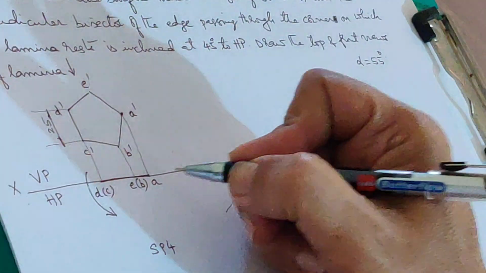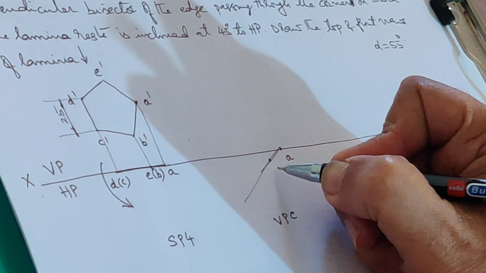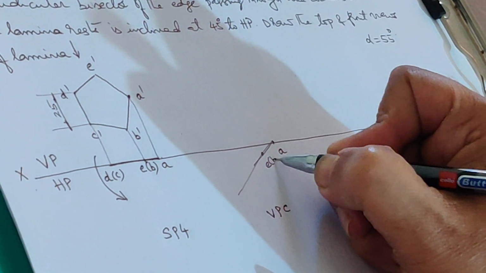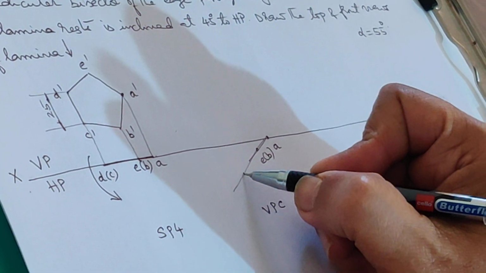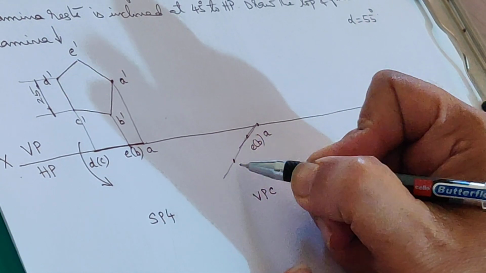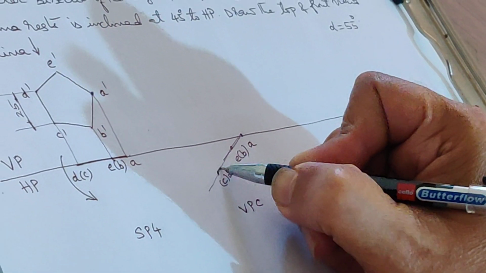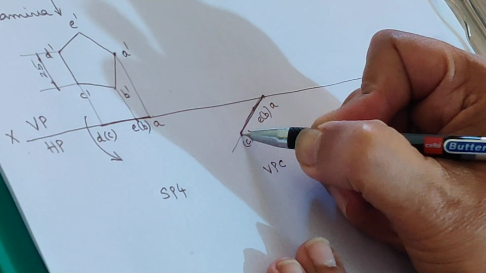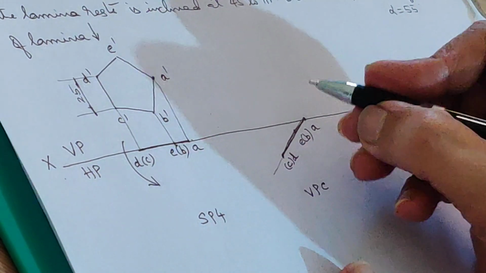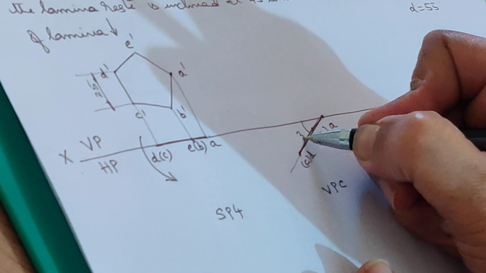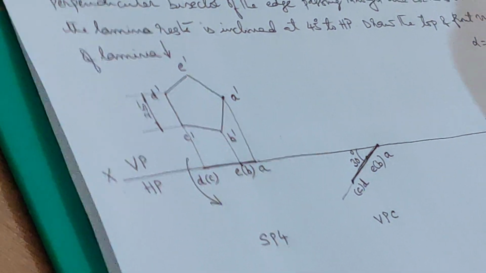I start with A, and from A mark the point BE, and then measure this distance and mark the point CD. So C in brackets, D outside. This is the surface. This should be made dark, and this angle is given as 30 degrees. So this is how the top view appears in the second step.